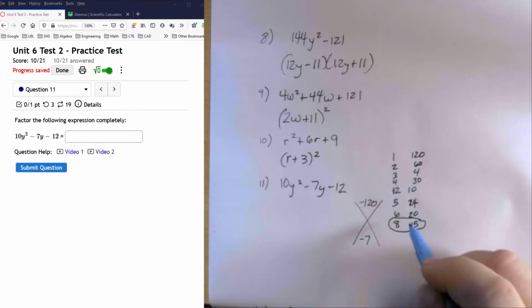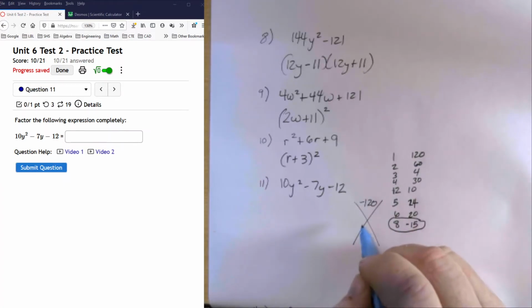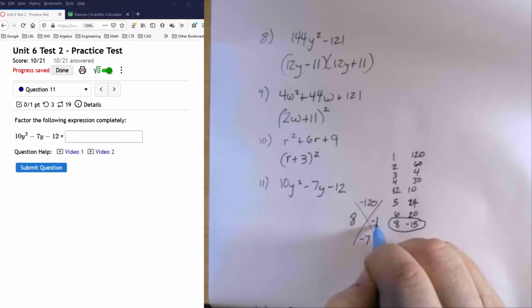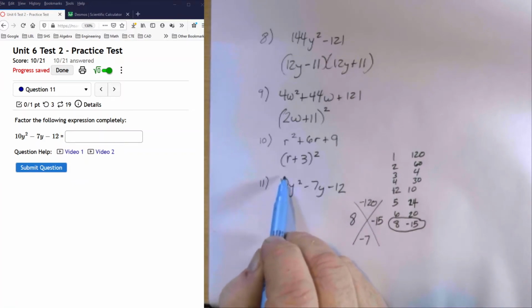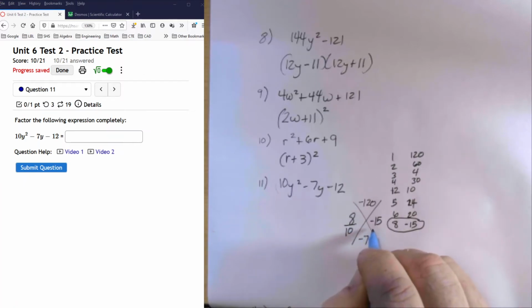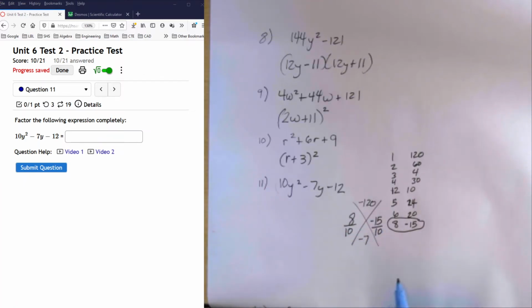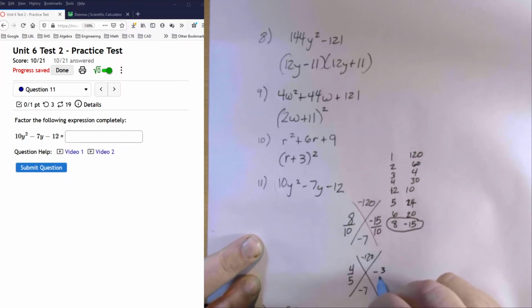Okay, so that took a little bit of work to go through there. I know that to get a negative 7 here, this has to be a negative 15. So I'm going to put those two factors here, 8 and negative 15. And then my last step is I want to divide those two numbers by that leading coefficient. So divide by 10, divide by 10. So if I rewrite those, this is going to be 4 over 5, and this one's going to be negative 3 over 2.